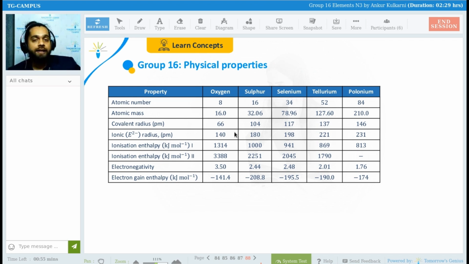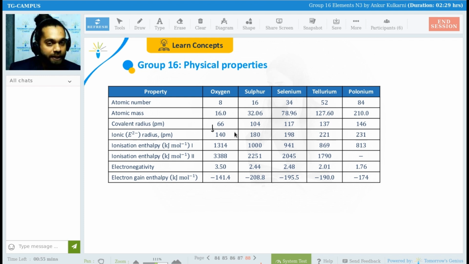Atomic number we have studied. Atomic mass, obviously, as we go down the group, the mass will increase. Now look at the covalent radius and the ionic radius. What do we mean by ionic radius? How is it different from covalent radius? When an electron is added or removed from an atom, its atomic radius changes to ionic radius. So basically it is the stable ion of that atom.